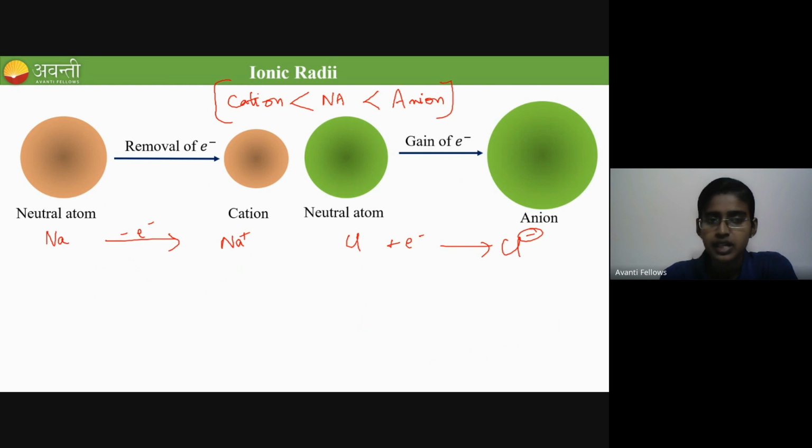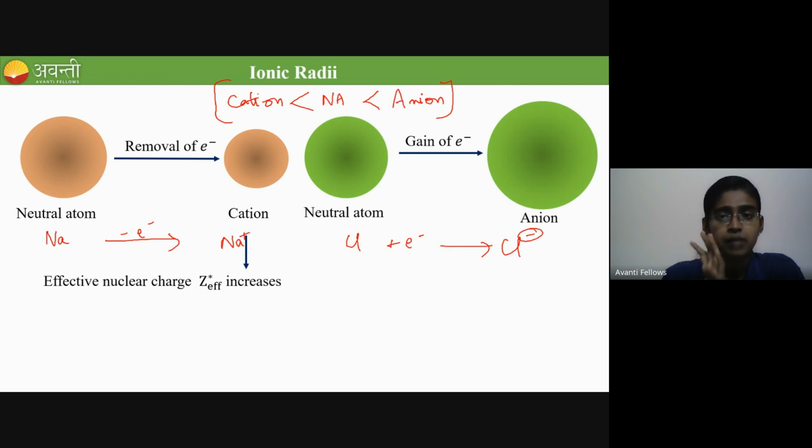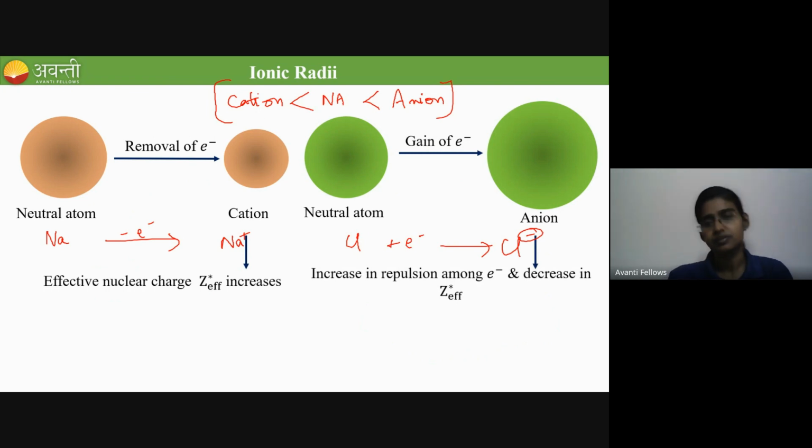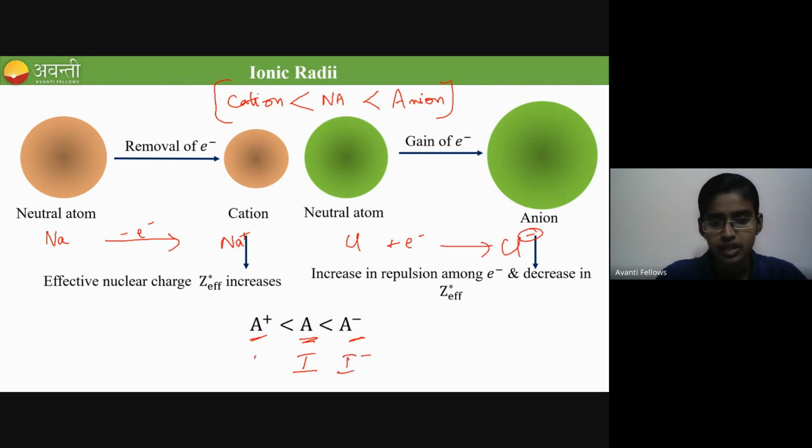The cationic size is lesser than the neutral atom because of the effective nuclear charge. The effective nuclear charge inside the cation increases. And the anionic size is far bigger compared to the neutral atom because there is an increase in the repulsion between the electrons. That is the reason. Now you see here, this is the neutral atom, this is the anion of it, this is the cation of it. Suppose we take iodine: I minus and I plus. I minus will have the highest value.